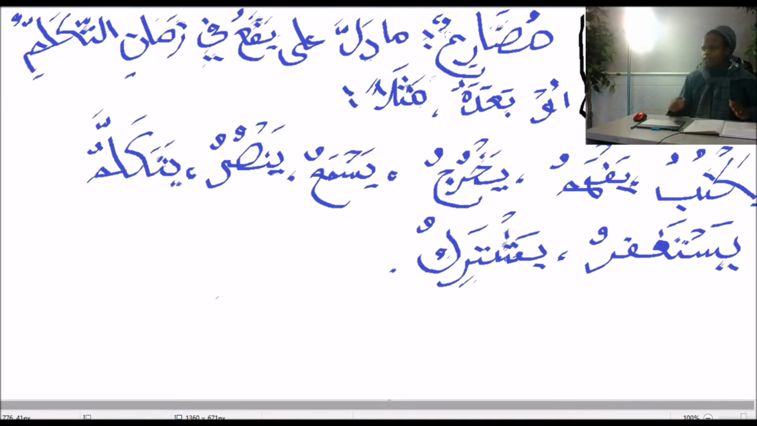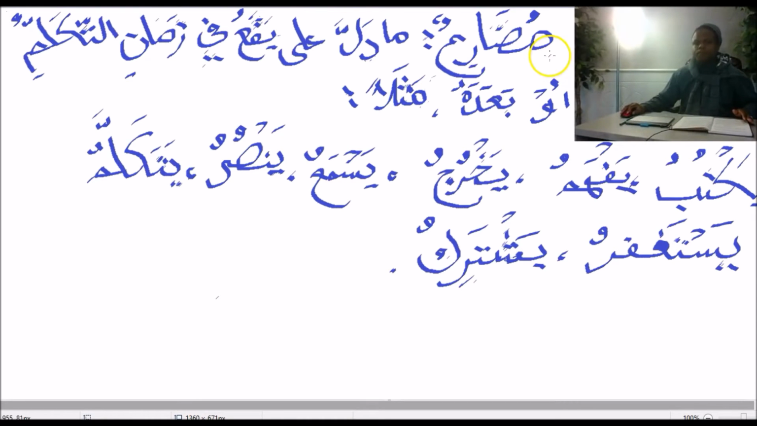It is what we refer to as present tense verb, present tense fi'l. مضارع هو ما دل على حدث يقع في زمان التكلم. I forgot the word here, حدث. That which indicates an occurrence that is happening as it is being mentioned. So that particular occurrence is happening at the time of its mention is called mudari'.